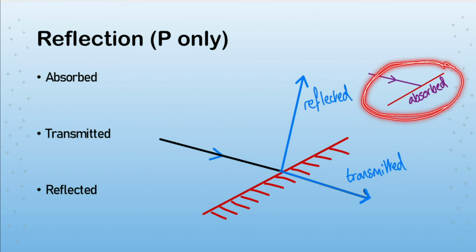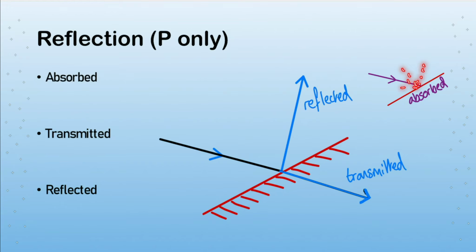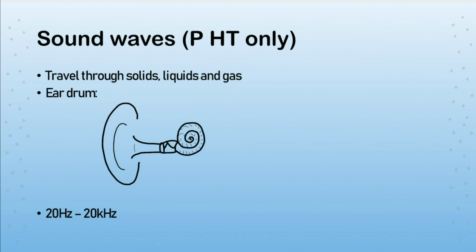Infrared radiation, for example, is absorbed, and then it's radiated back again in all directions from where the object is. So just to unpick some examples of different types of wave, this is sound waves, which is a physics only, so not combined science, and higher tier only concept. There's not much to know really, but sound waves are longitudinal waves, so they are vibrations, collisions or oscillations of particles that cause a transfer of energy but not matter, and they will travel through solids, liquids and gases.